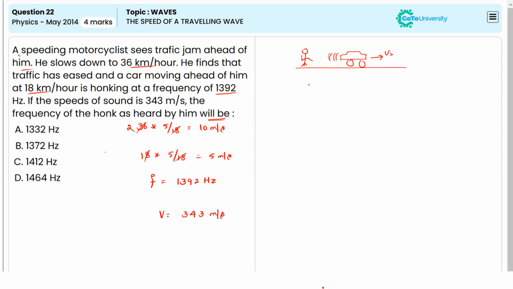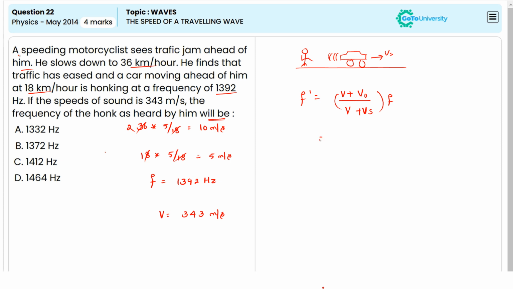Since the car is moving in this direction, we know that from the Doppler effect we can find the answer. That is F dash is equal to V plus V naught divided by V minus Vs into F. Since the vehicle is moving ahead, the minus Vs will become plus here.